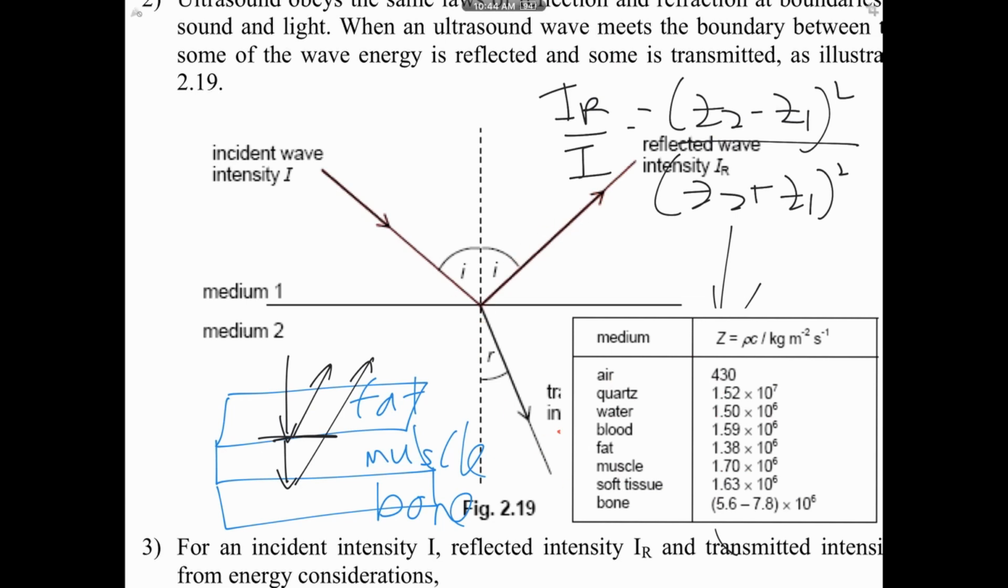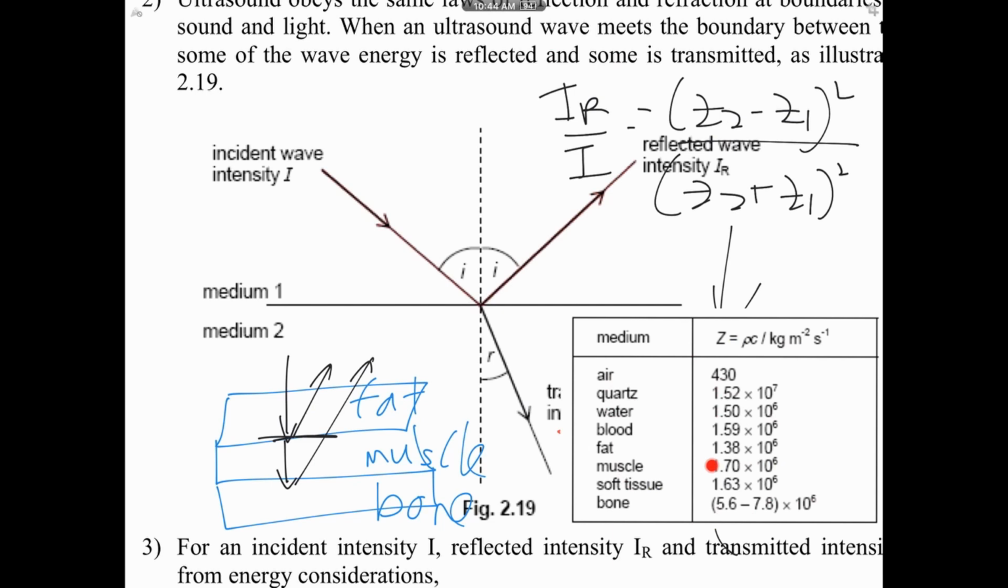Now, if you look at bone, bone has the biggest value in your body. When I asked you what the two biggest values for specific acoustic impedance are, some of you gave me quartz, but quartz is not in your body. In your body it will be bone and muscle. So what will happen is, when they want to scan your bone, it has to pass through muscle first.